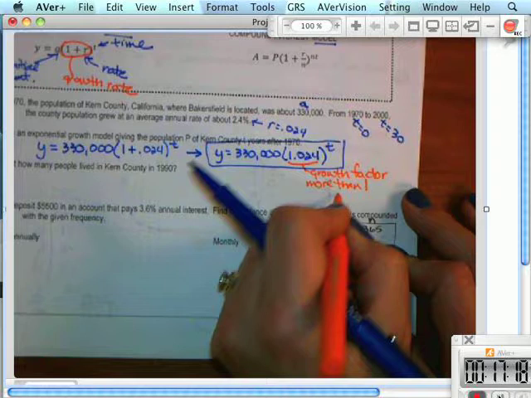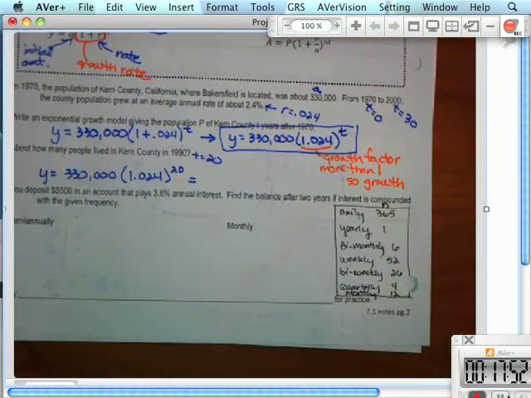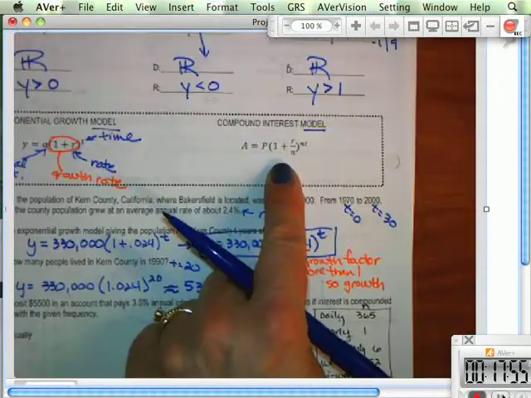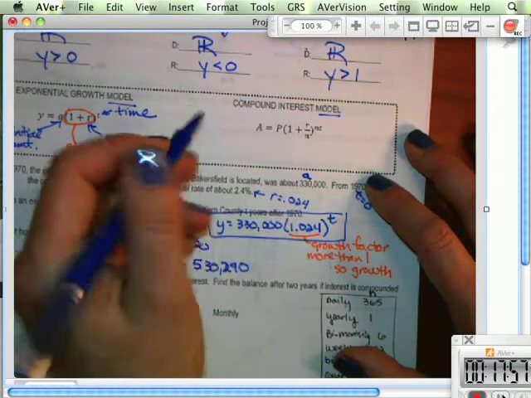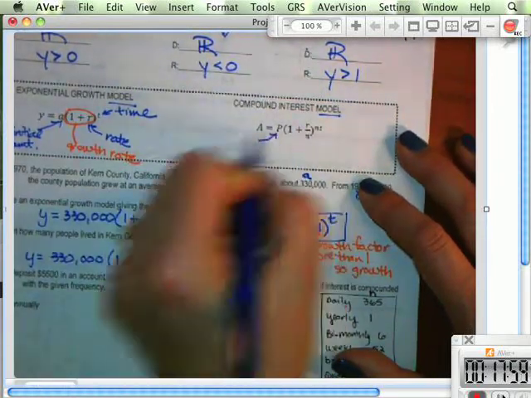Okay. All right, so it says, about how many people lived in Kern County in 1990? Therefore, I'm going to use what for T? T equals 20. So I'm going to plug it into my model. I didn't even do the math. Somebody do it for me. 530,000.